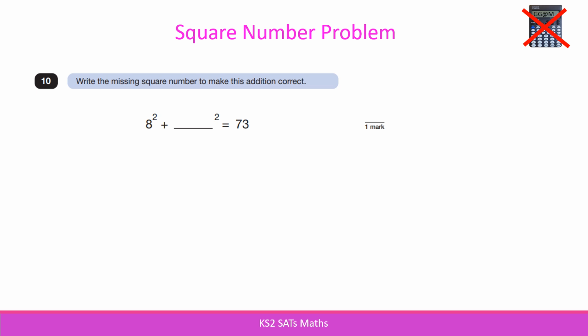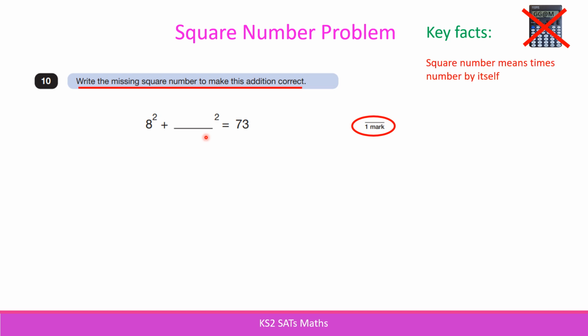This is a square number problem. The keywords of the question are: write down the missing square number to make the addition correct. So you've got 8 squared plus something squared is equal to 73, and this will give you 1 mark in the exam. You've got to work out what the missing number is here and write your answer on the line. To help you, we'll give you some key facts.